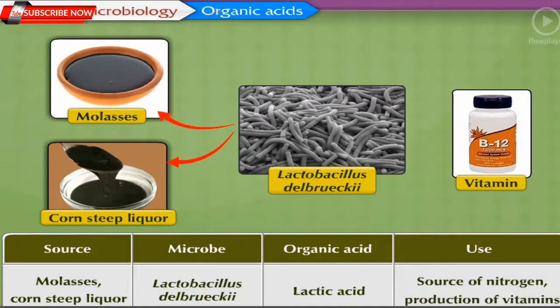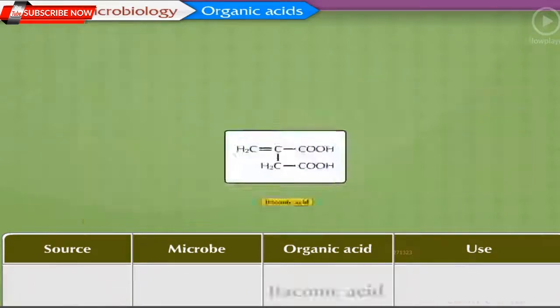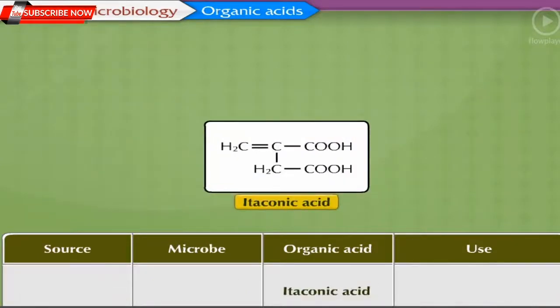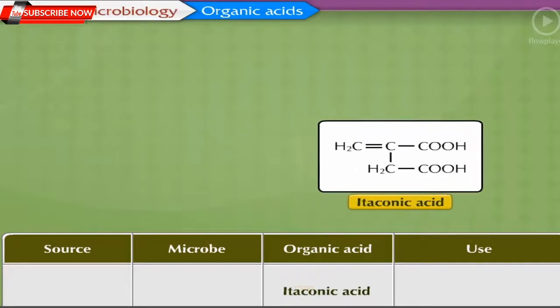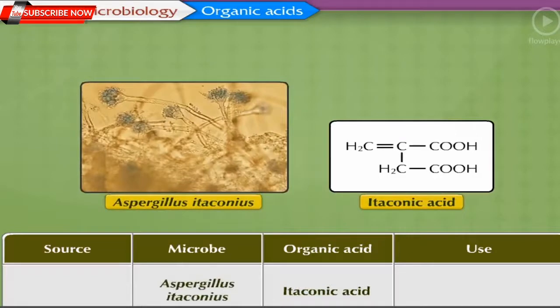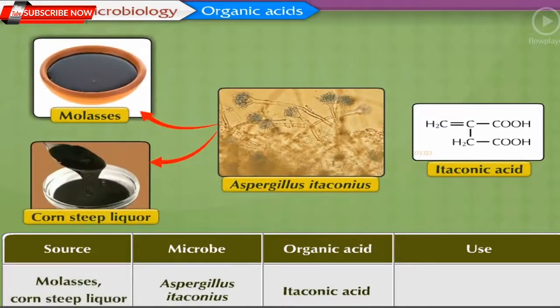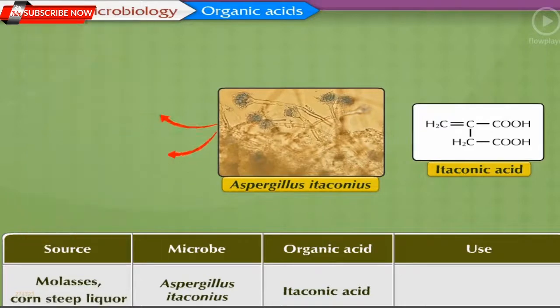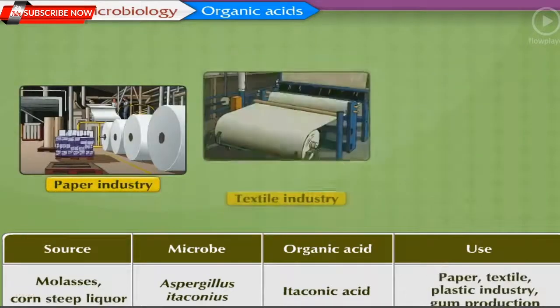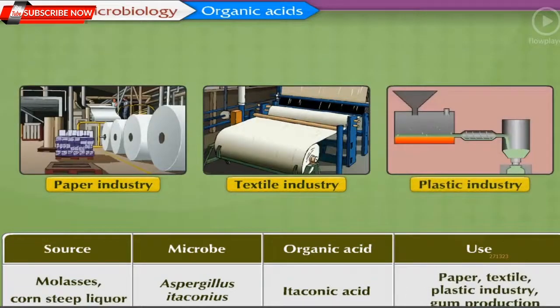Yet another organic acid produced by microbes by the process of fermentation is itaconic acid. Itaconic acid is produced by the microbial activity of Aspergillus itaconius. Molasses and corn steep liquor is used as a source over here. The itaconic acid produced during the process of fermentation is used in paper, textile, plastic industry, and also in gum production.